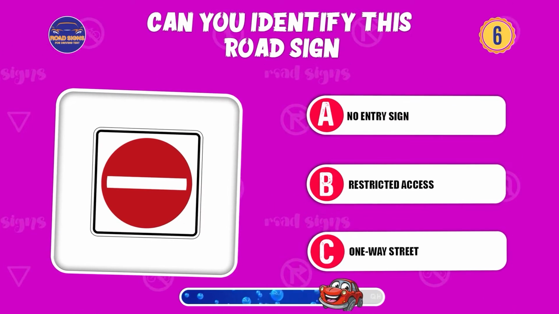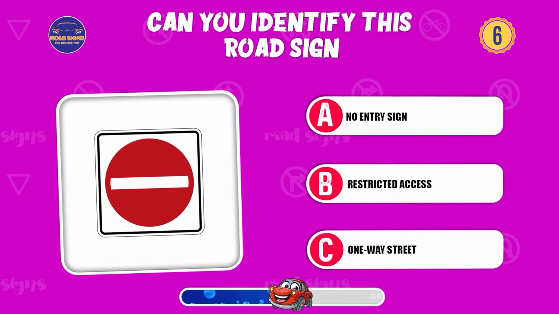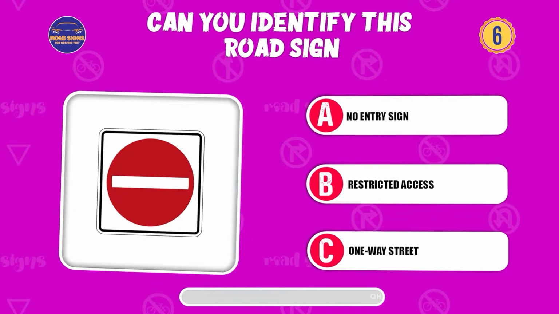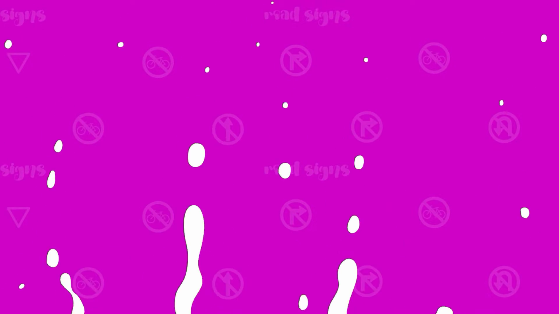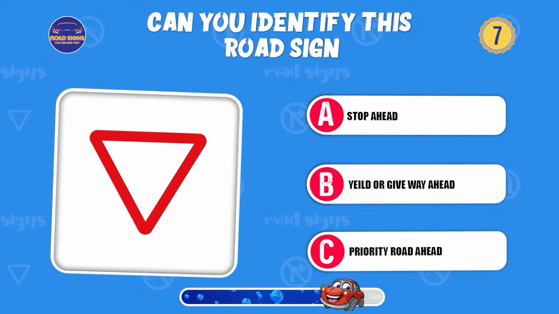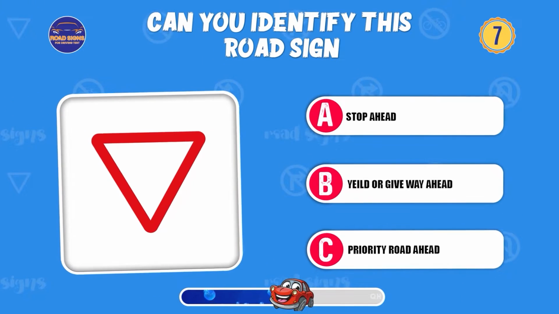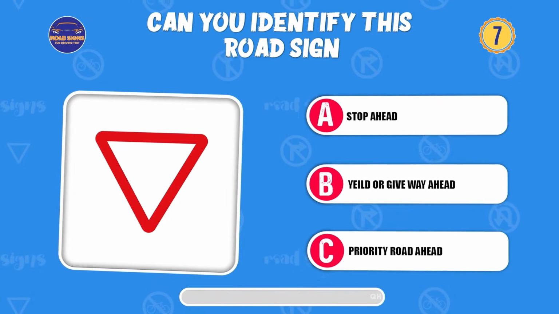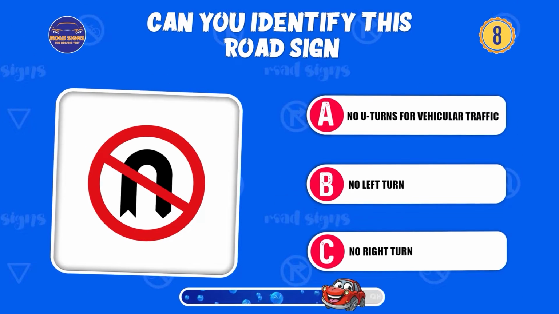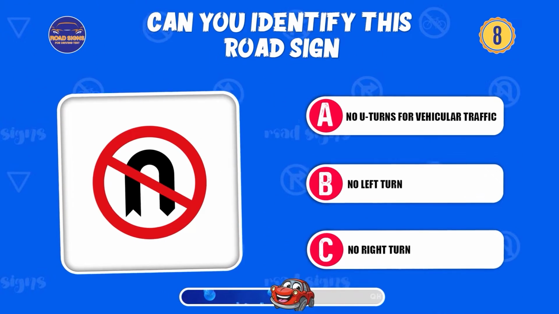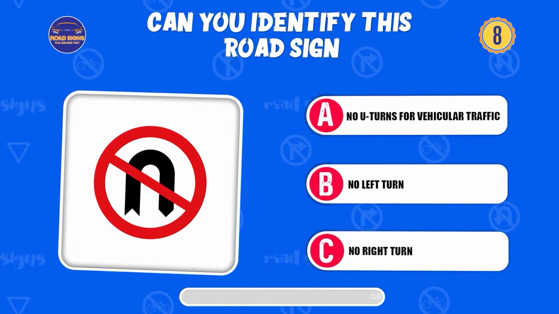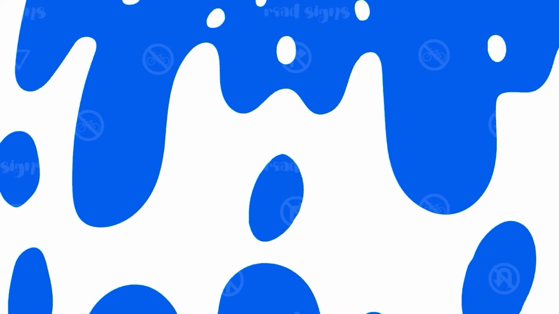What does this road sign indicate? A. No entry sign. What does this road sign mean? B. Yield or give way ahead. 3. Can you identify this road sign? A. No U-turns for vehicular traffic.